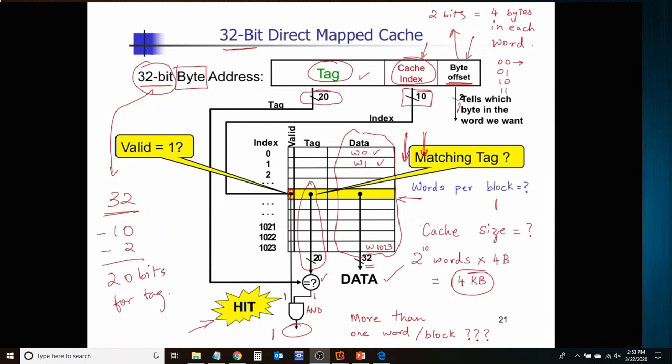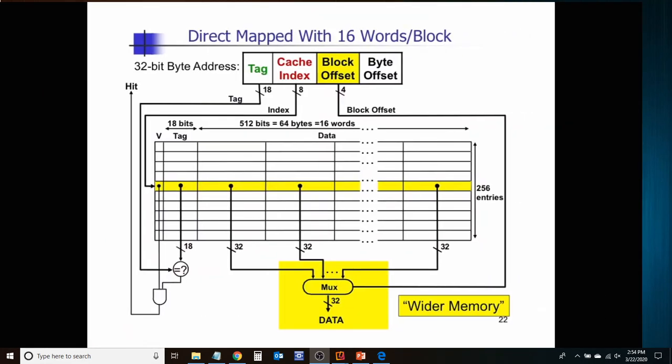Now, the next question that we are going to try to answer is, how about having more than 1 word per block? Clearly, if you have more blocks, then you can probably access a wider memory, more locations in the memory by having a wider cache. So let's take a look at that over here.